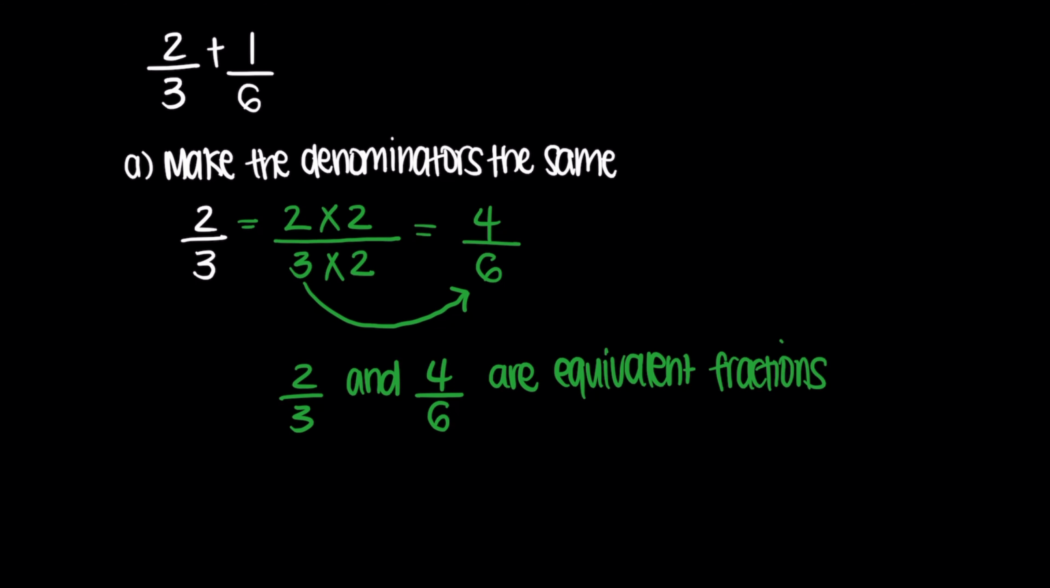Now we can finally add 4 over 6 and 1/6 since they have the same denominator. And when adding fractions, we only add the numerators together and we keep the same denominators. So our answer is 5 over 6. Again, we can show why that's the case.